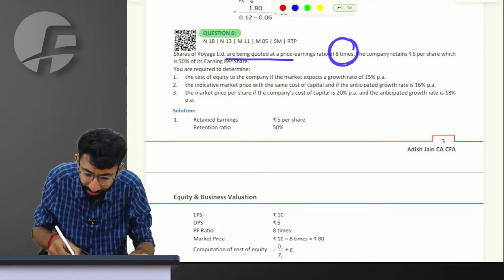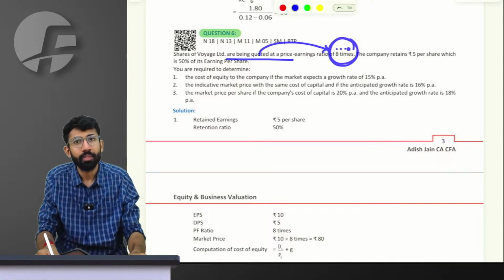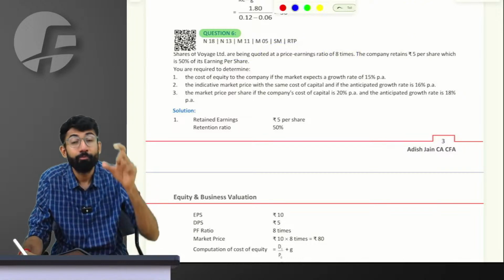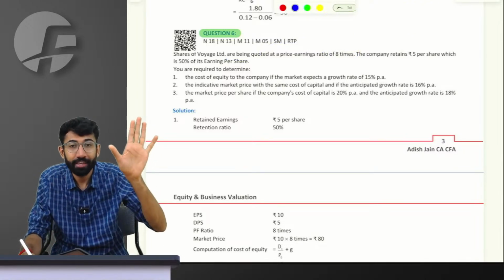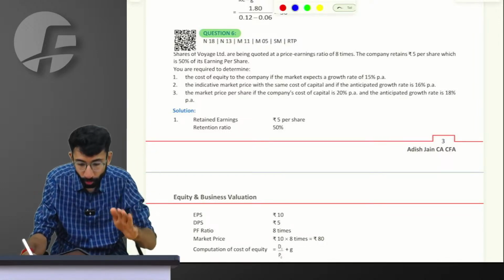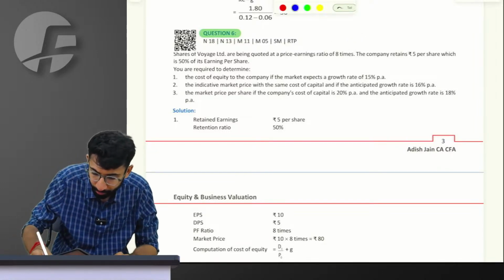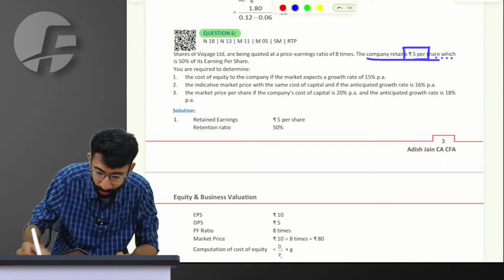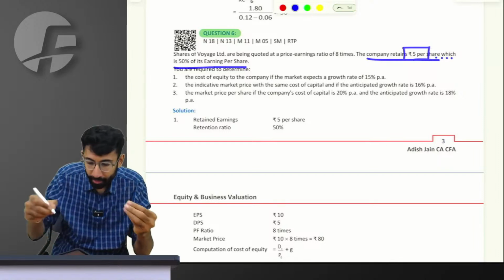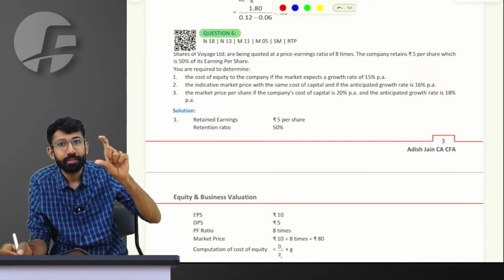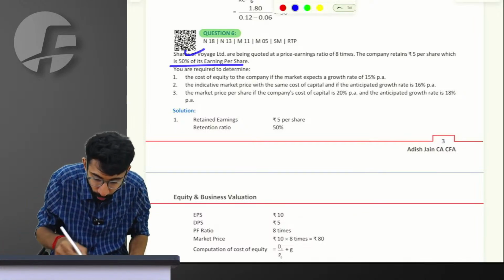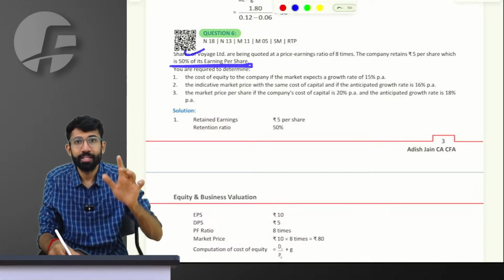Sir, why do they say that share is quoted at a P/E ratio? Share is quoted at a price, not at a P/E ratio. But sir, if you look at it, what is the numerator of P/E ratio? Price, right? Which is why it can also be said that share is quoted at a P/E ratio. Alright, 8 times is the P/E ratio. The company retains 5 rupees per share, which is 50% of its EPS. Oh my god, so simple. Company has 5 rupees as its retained earning per share, which is 50% of the total EPS, which means EPS of the company is rupees 10.